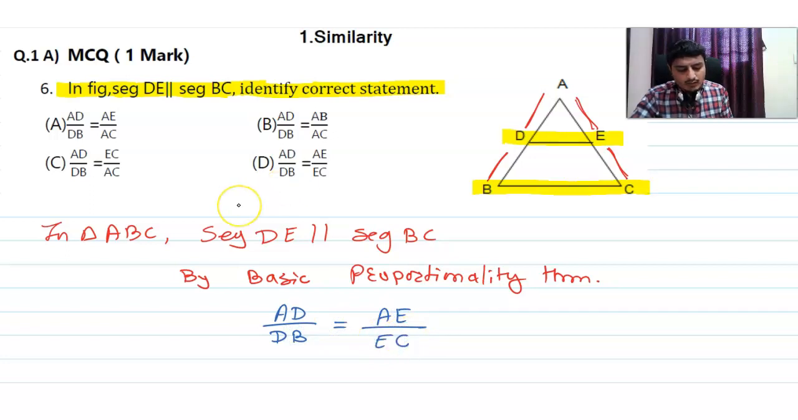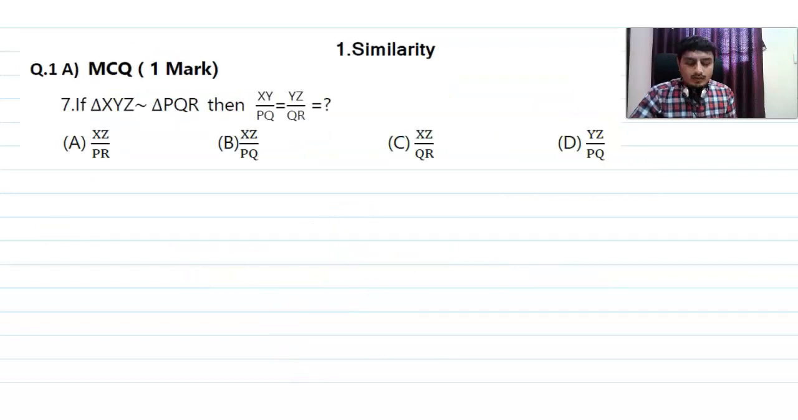Look at the choice codes. Among the given, the correct choice code is D: AD divided by DB is equal to AE divided by EC. Look at question number 7.